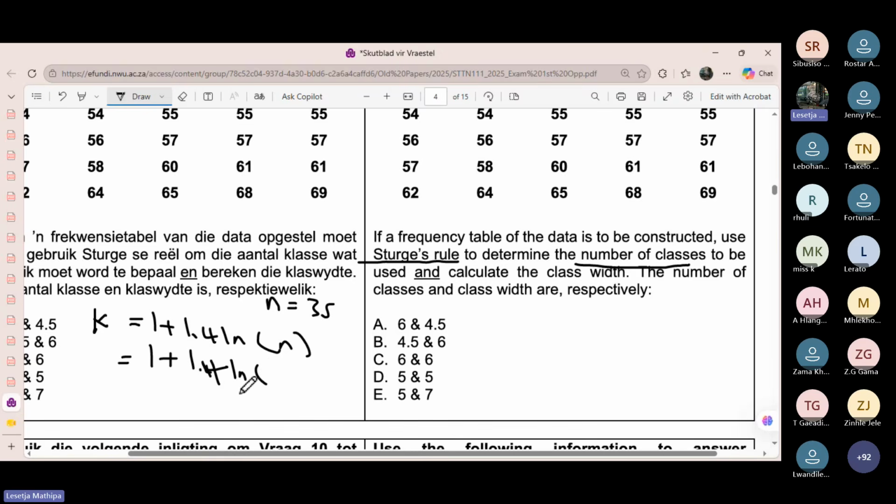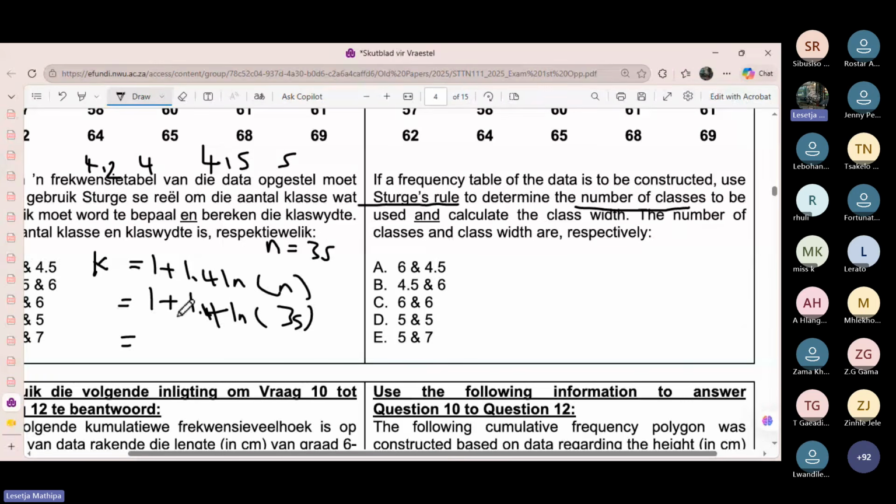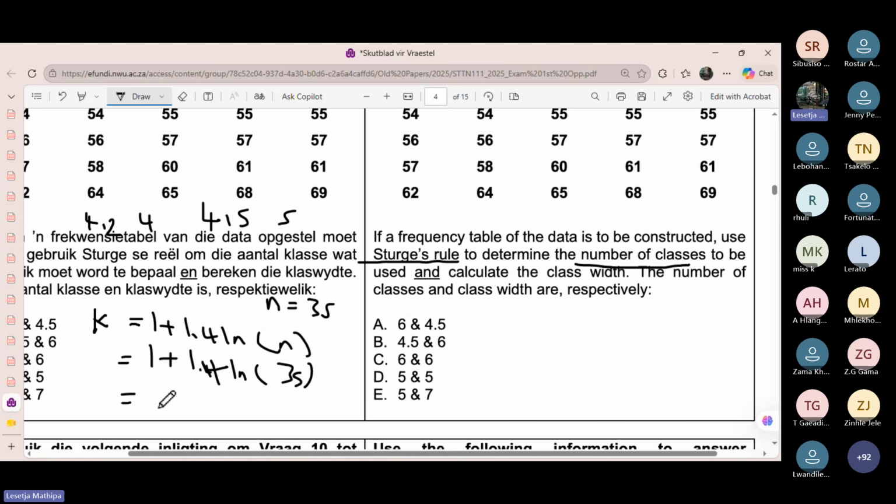Then now it's going to be 1 plus 1.4 ln 35. Remember, with Sturges' rule, the number of classes, you must always round your final answer to a whole number. So if you get the answer of 4.5 something, the answer will be 5. But if you get 4.255 or something, you take it as 4, to a whole number. So what do you get here when you punch this on a calculator? 6. Okay, so now it means that the number of classes is equal to 6.